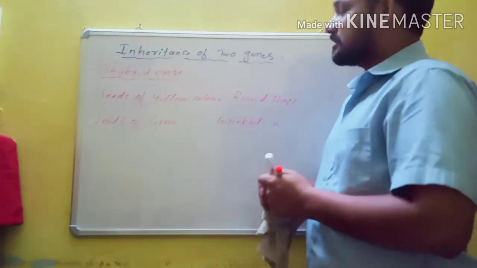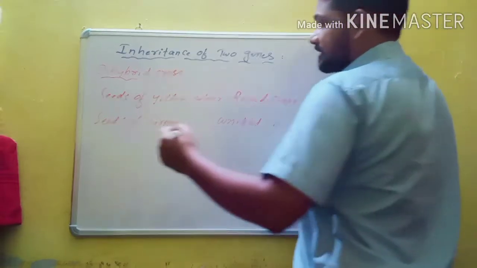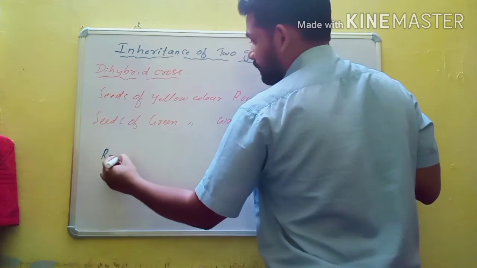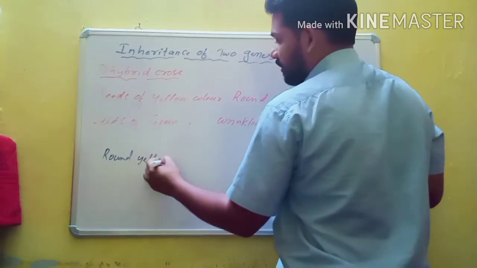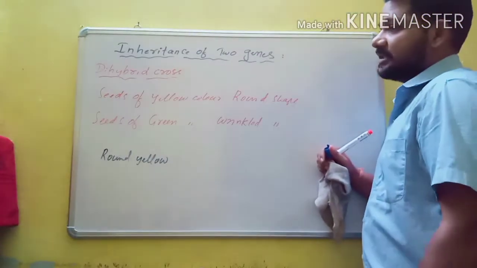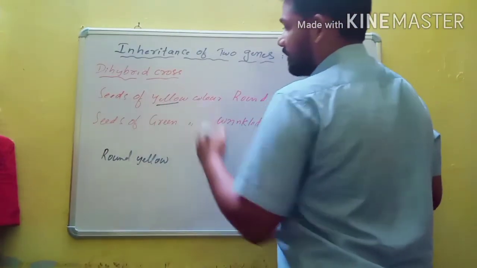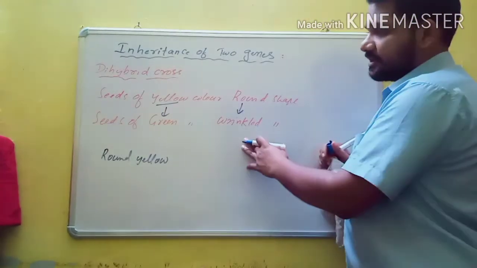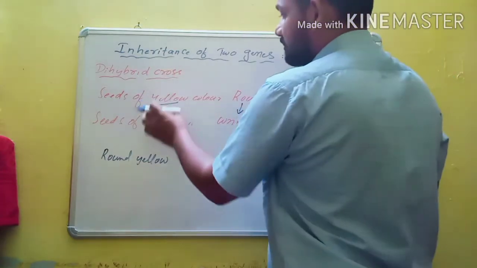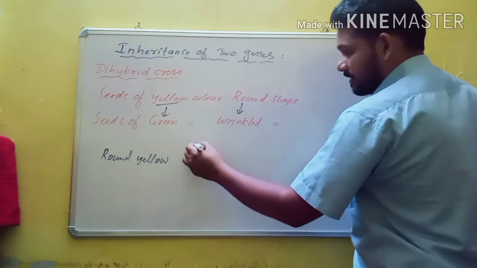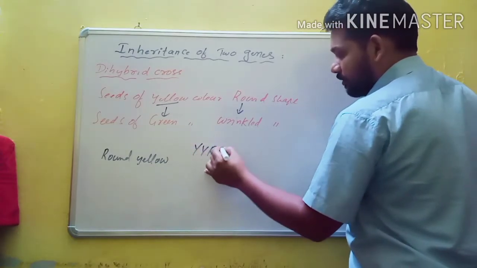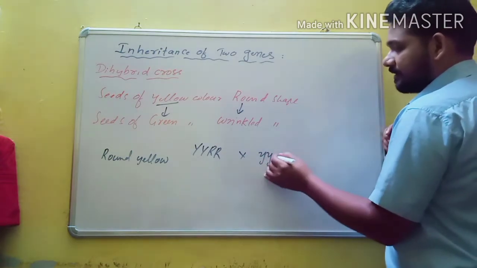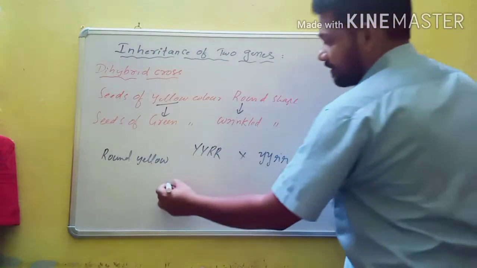When these two are crossed, in the F1 generation he obtained all round and yellow plants. In this cross, yellow color is dominant over green color, and round shape is dominant over wrinkled shape. The phenotypes of these parents can be written as yellow and round, crossed with green and wrinkled shape.